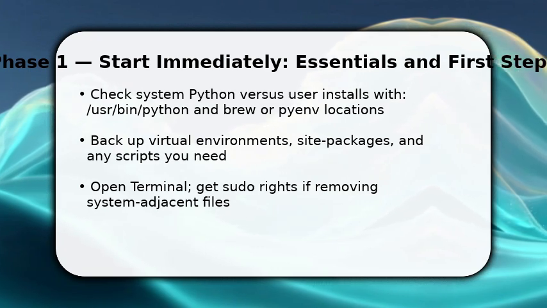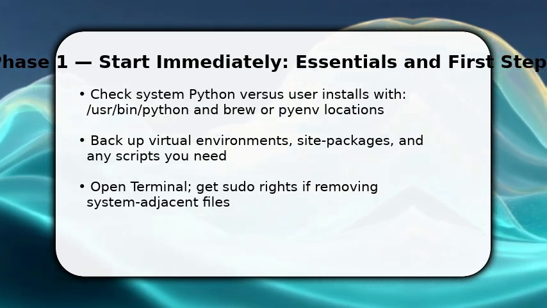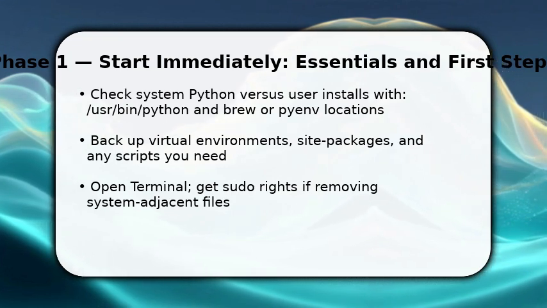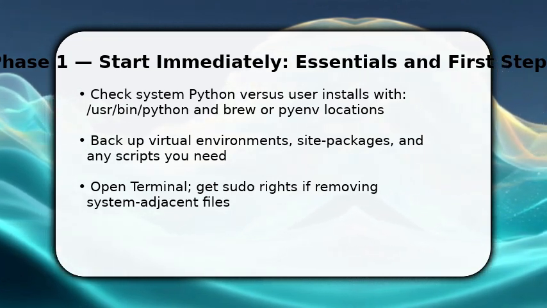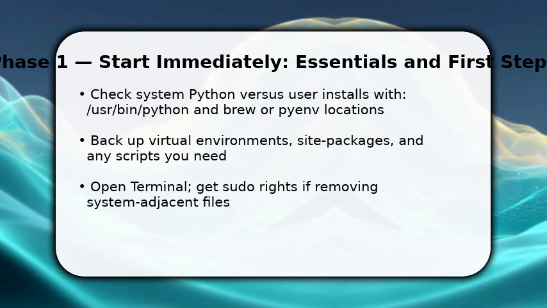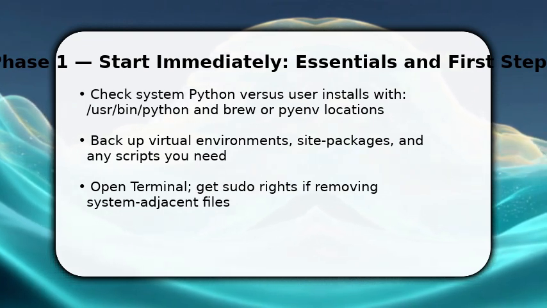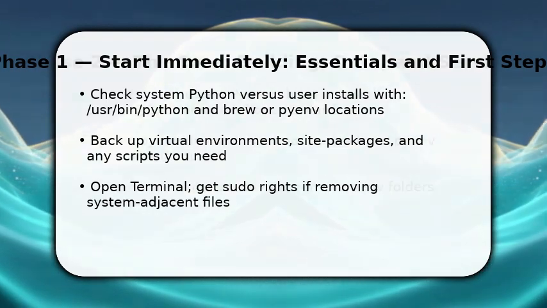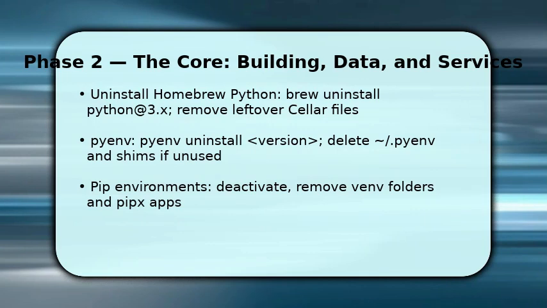Make sure to open Terminal and confirm you have sudo access. If not, authenticate now. This avoids accidentally deleting the macOS managed interpreter that some system tools rely on. Now, proceed to remove the user-level installations first. You will now remove non-system Python copies.